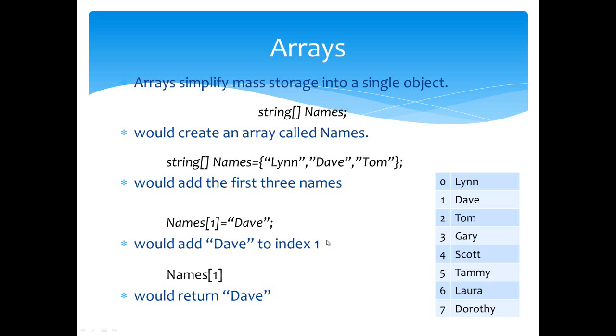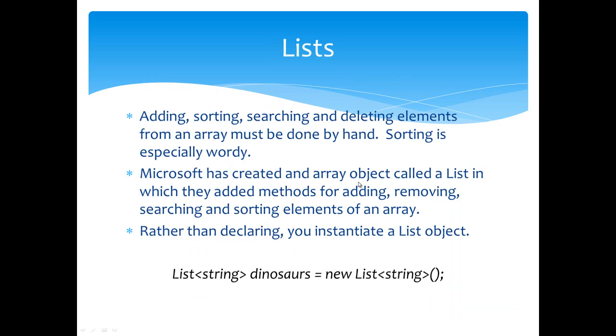But let's not focus on arrays. What I'd rather do is jump you over here and have you take a look at lists. Now, lists are very similar to arrays, but lists will do things that arrays can't do. What they did is they took an array and they added a whole bunch of programming features to that array, and they created it as an object, and they call it a list.